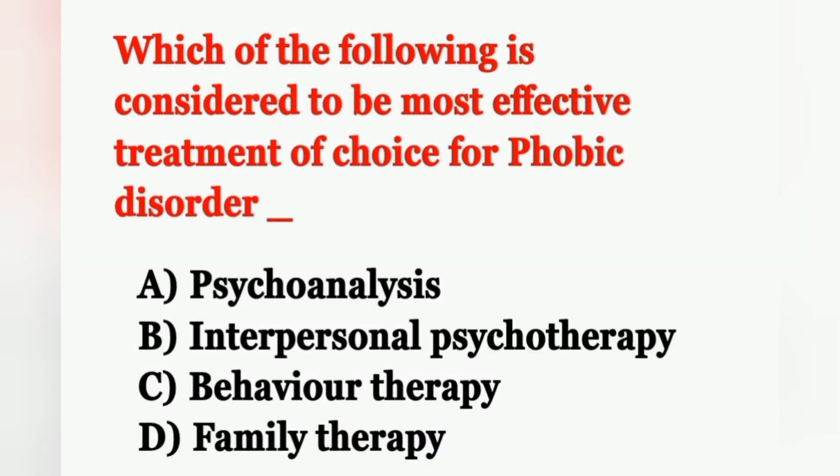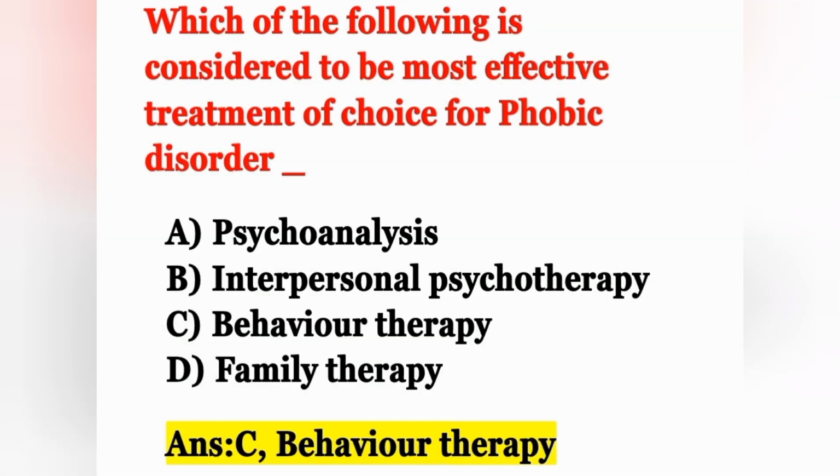The next question: which of the following is considered to be the most effective treatment of choice for phobic disorder? Option A psychoanalysis, option B interpersonal psychotherapy, option C behavior therapy and option D family therapy. Correct answer is option C, behavior therapy is the most effective treatment of choice for phobic disorder. Phobia means an irrational fear. Okay. Move on to the next question.